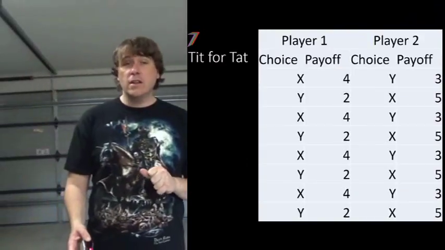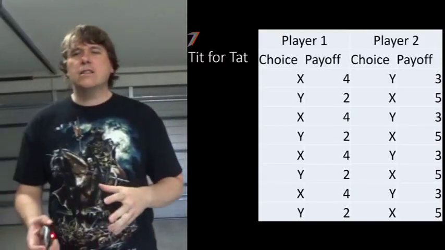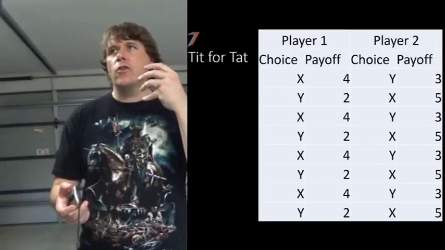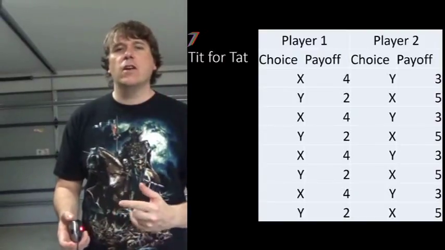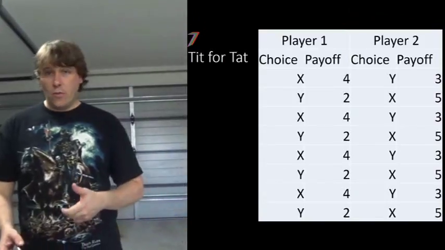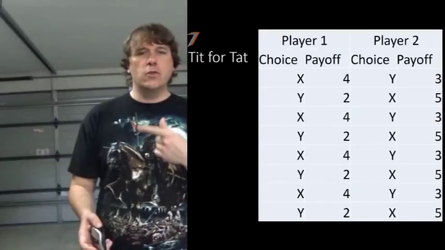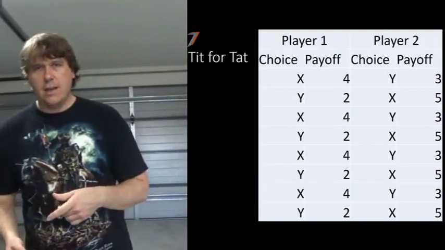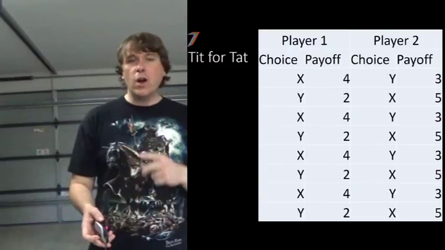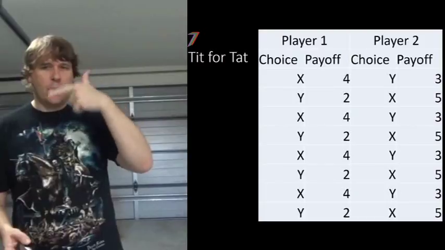Alright, I want to talk about another strategy now, which is called tit for tat. So what is that? That's basically what your opponent does in the previous round. You follow up and you do that yourself. So as we got here, what if player 1 goes with X and player 2 goes with Y? What player 2 would do in the next round is they would go with X, whereas player 1 would go with Y, and that would just continuously play out, just swapping tit for tat.